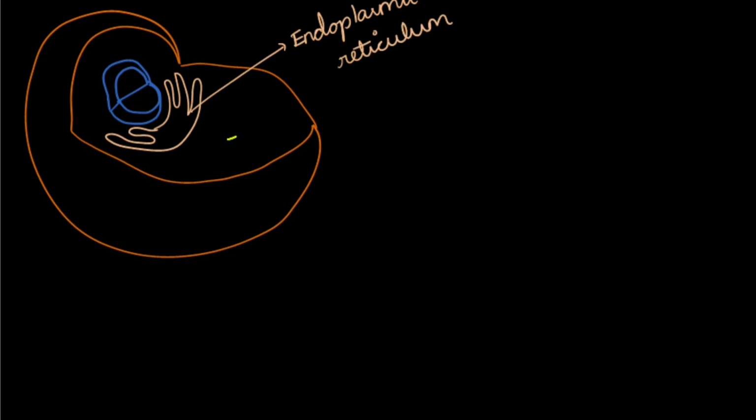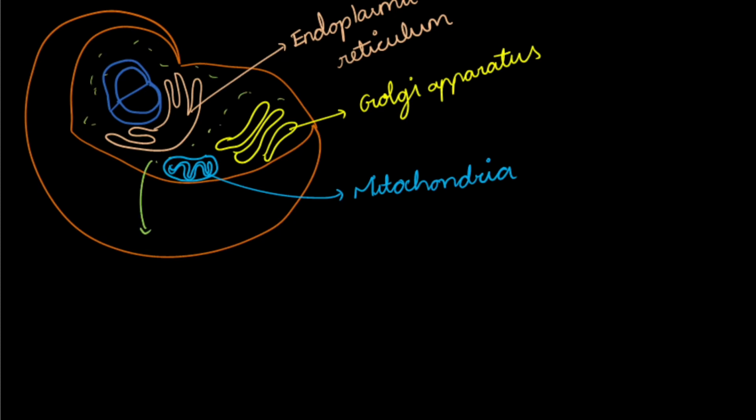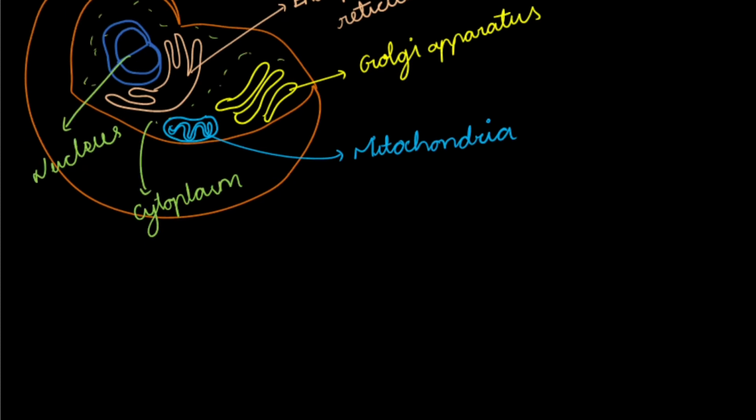This is our normal cell. Here we have our endoplasmic reticulum around the nucleus. Here we can see the Golgi apparatus, which helps in protein packaging and translation. And here comes the most important thing, our mitochondria, which forms the powerhouse of the cell. And this is our cytoplasm. So this is the normal cell.